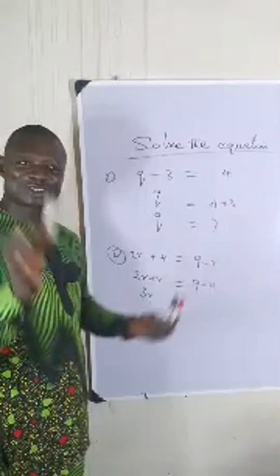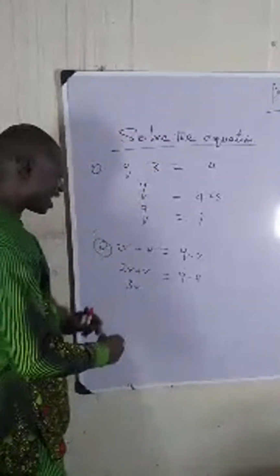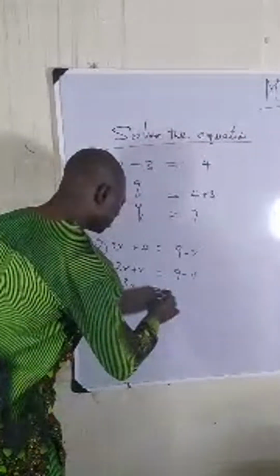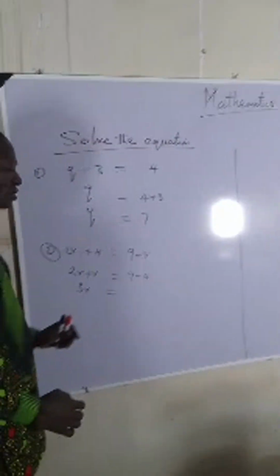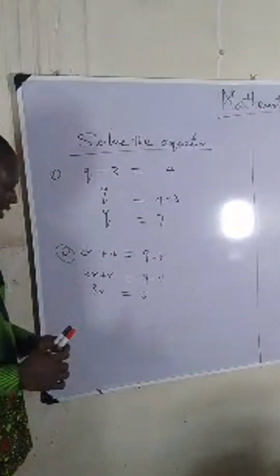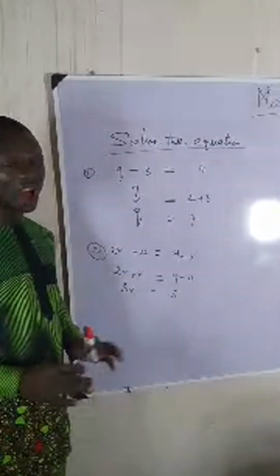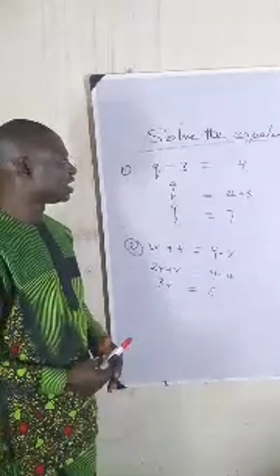2R plus R will give us 3R. So we now have 3R on the left hand side, which equals 9 minus 4. 9 minus 4 is 5. Now, we are looking for R. That is our mission here. That is what we do in an equation.